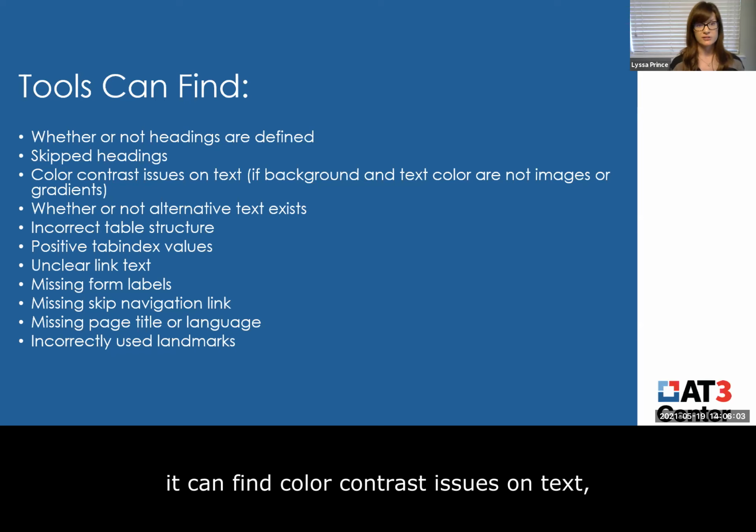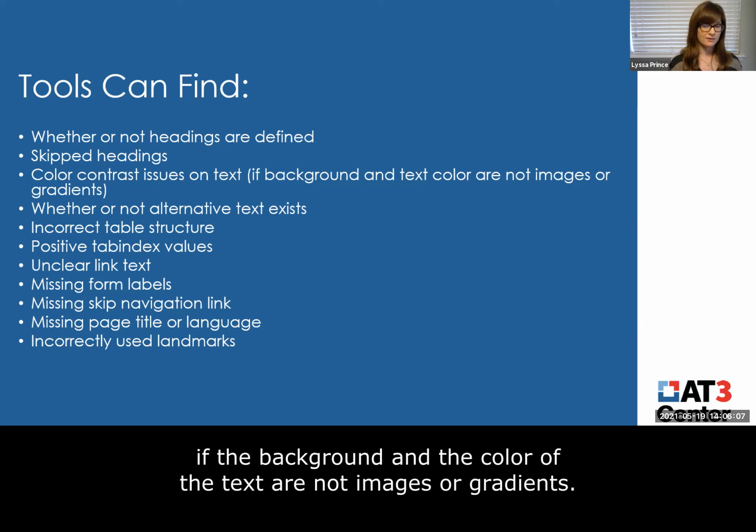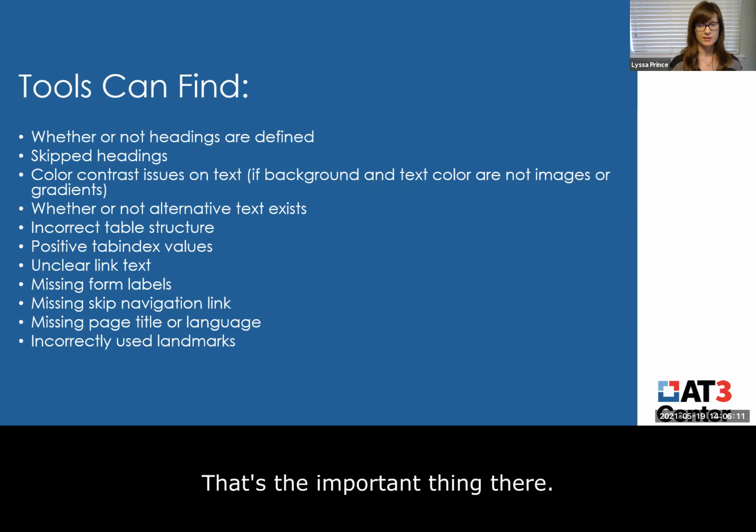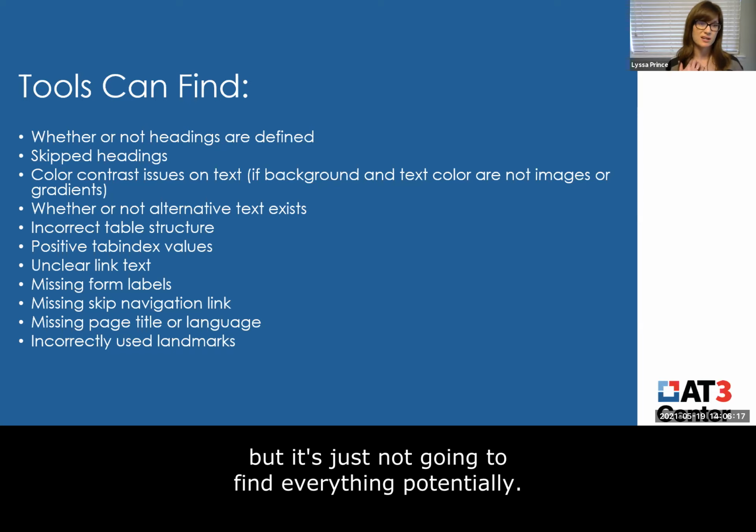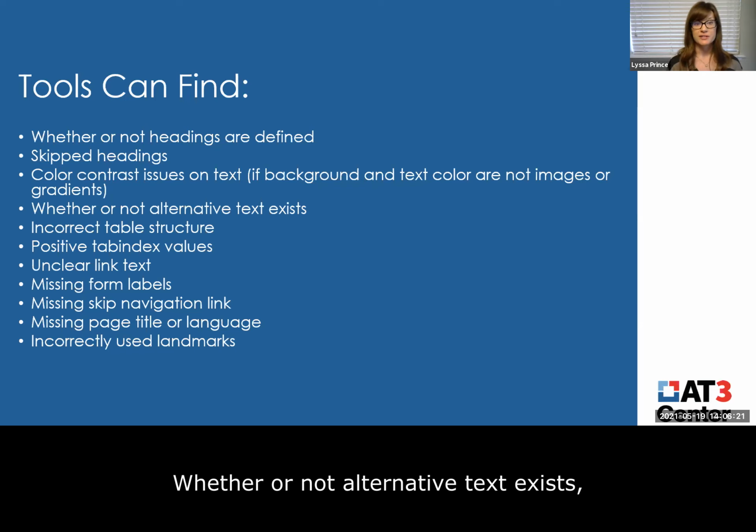It can find color contrast issues on text if the background and the color of the text are not images or gradients. That's the important thing there. So it can test a lot of color contrast issues, but it's just not going to find everything potentially. Whether or not alternative text exists, and that's an important distinction, which we'll cover here in a second.